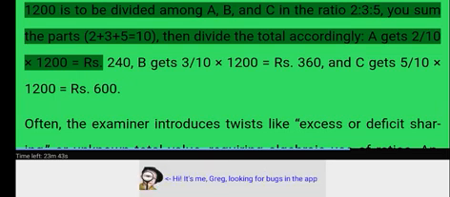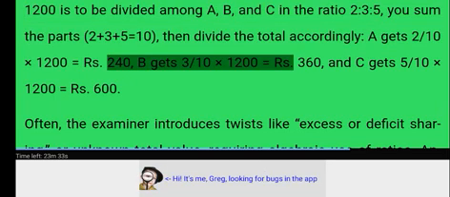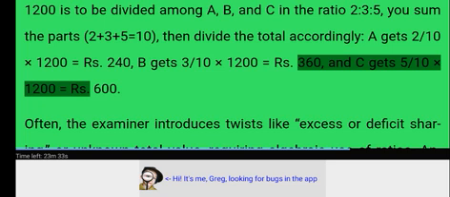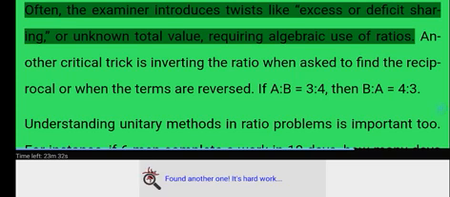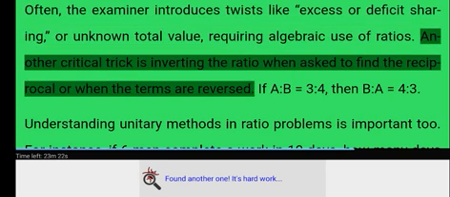A gets 2/10 times 1200 equals Rs. 240, B gets 3/10 times 1200 equals Rs. 360, and C gets 5/10 times 1200 equals Rs. 600. Often, the examiner introduces twists like excess or deficit sharing, or unknown total value, requiring algebraic use of ratios. Another critical trick is inverting the ratio when asked to find the reciprocal or when the terms are reversed.